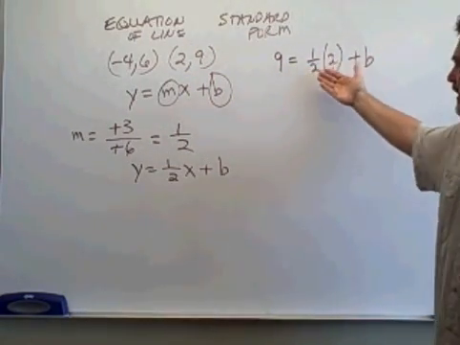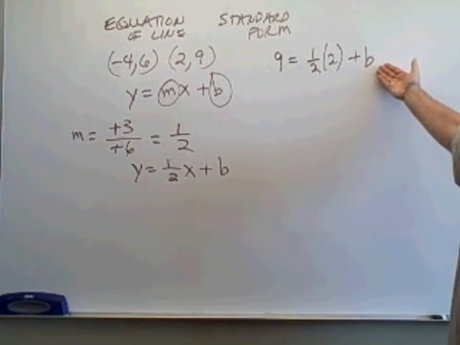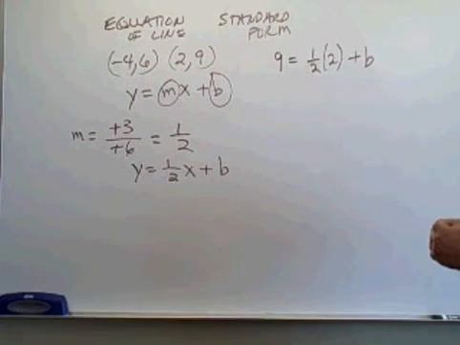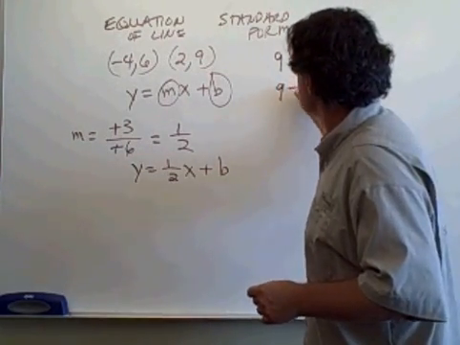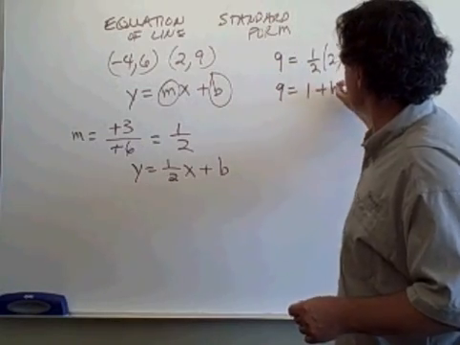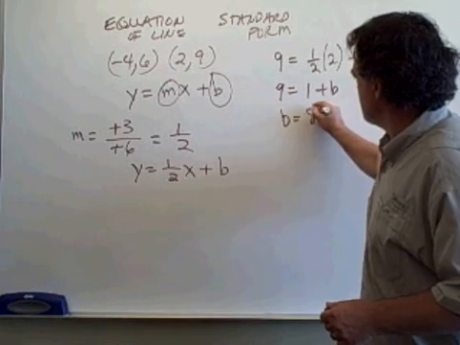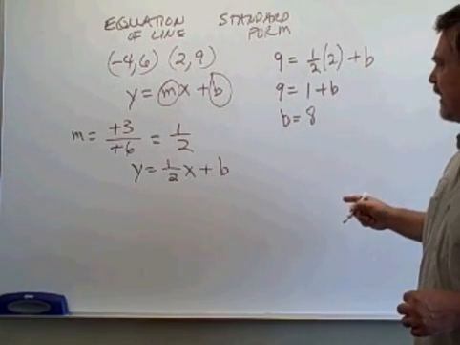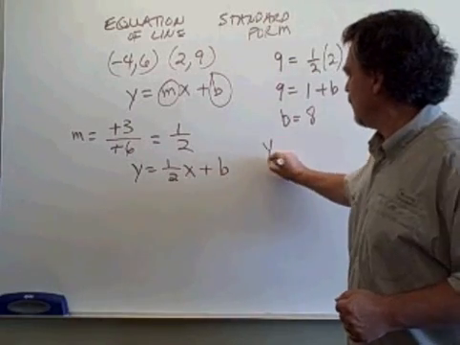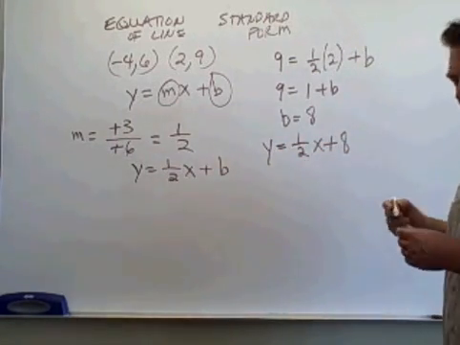That creates a linear equation in one variable for us that we can solve to figure out what b must be to make the solutions work in the equation. 1/2 of 2 is 1. Subtracting 1 from both sides, b equals 8. So our equation now looks like y equals 1/2 x plus 8.